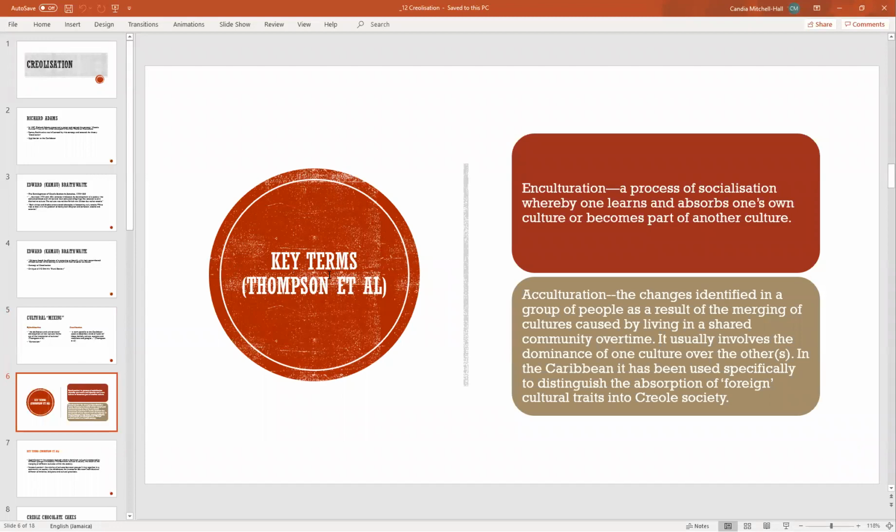Key terms. There are four key terms that we need to know in the process of creolization: enculturation, acculturation, interculturation, and also assimilation. So someone, could you read enculturation for me, please?